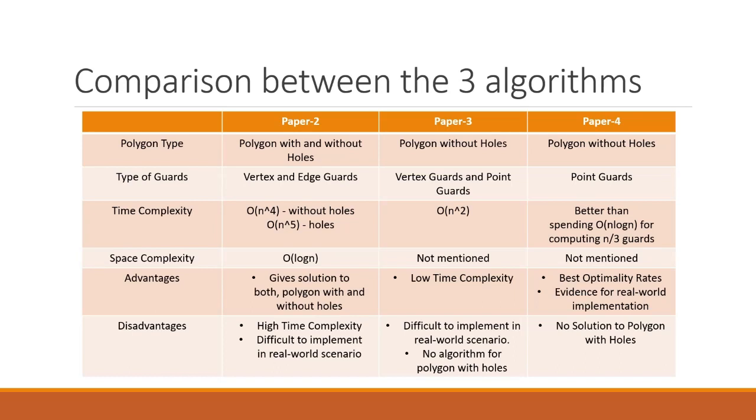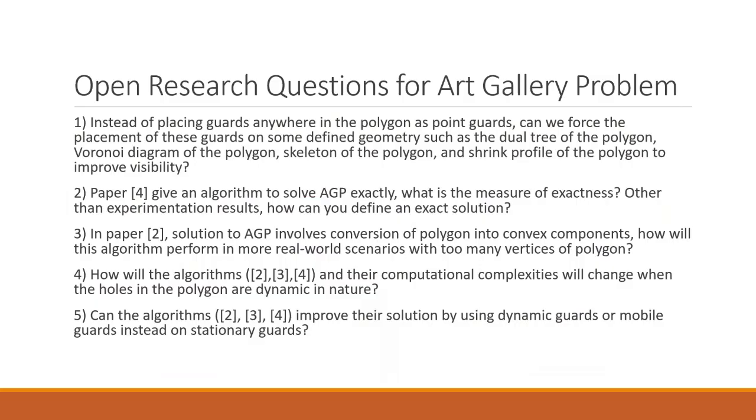Paper 3 has the disadvantage that, of course, it is also difficult to implement in a real world scenario, and no algorithm was given for polygons with holes in paper 3. And the disadvantage of paper 4 was that again there is no solution for polygons with holes. So now that we have seen 4 different research papers, 1 survey research paper, and 3 different implementation algorithm research papers, here are some of the open research questions for the art gallery problem.